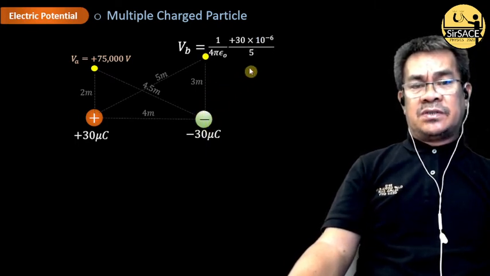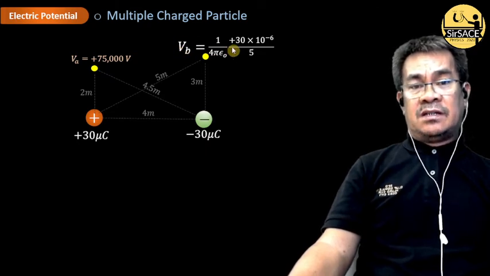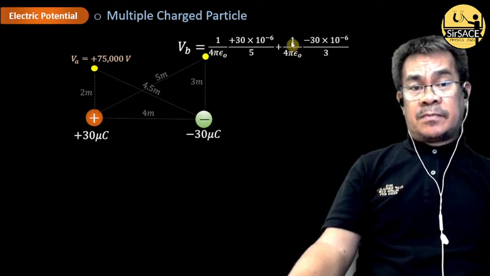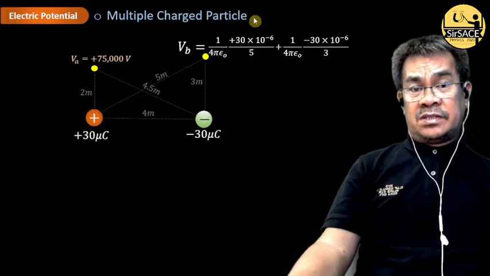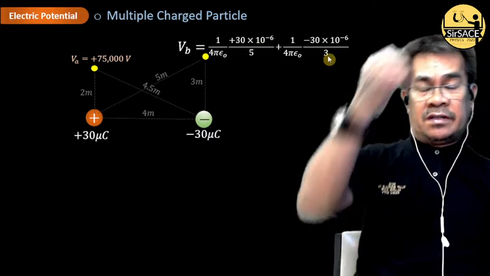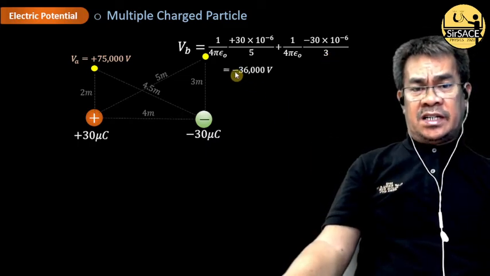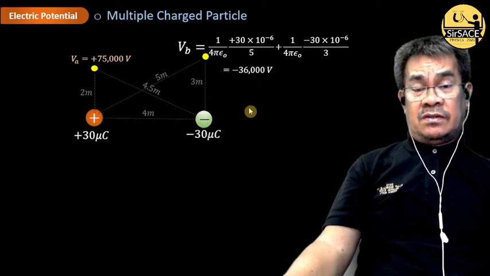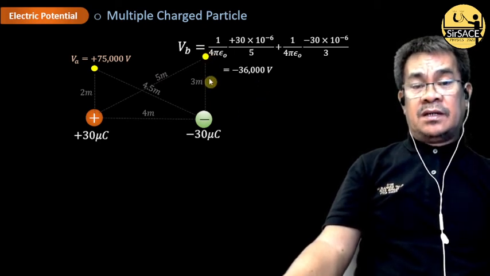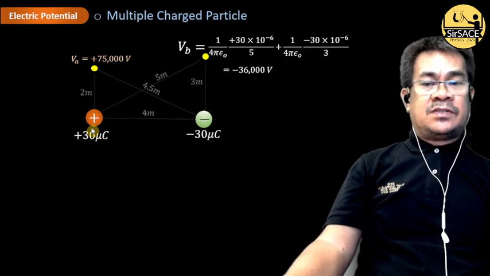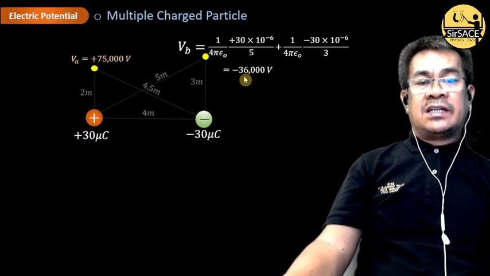So when you substitute the values to find the potential, this is 5 and this is positive charge added by negative charge over 3. This is 3. So this time, this is greater compared to this value. Why? Because the smaller the denominator, the greater the number. So when you evaluate this one, obviously this is a negative answer. This is negative 36,000. So at that point, 3 meters away from negative 30, and 5 meters away from positive charge 30, the answer is negative 36 kilovolts.